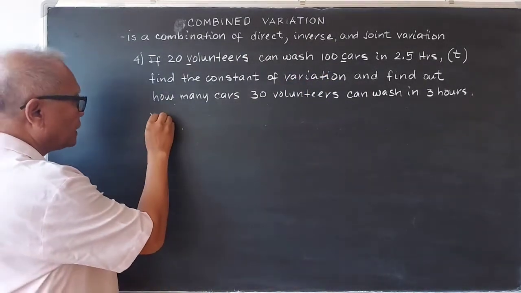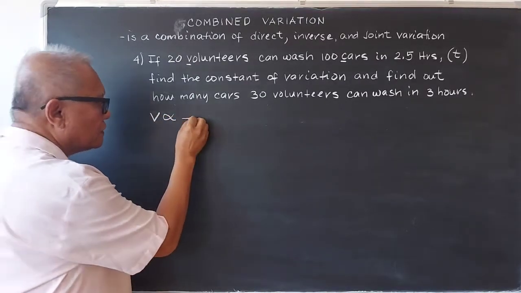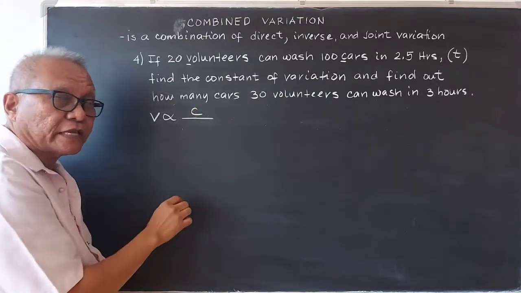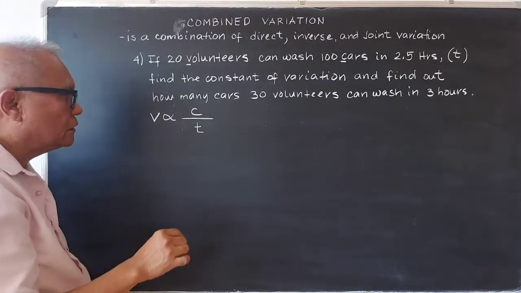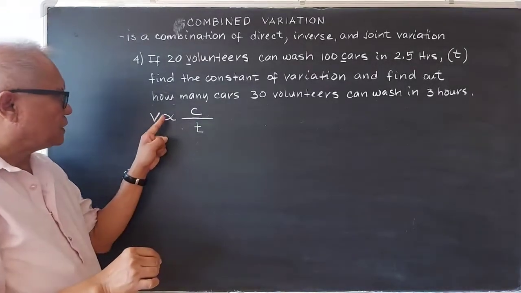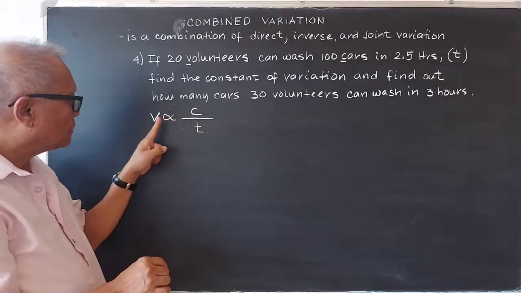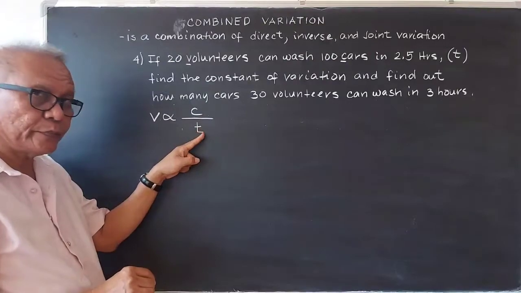We have the V here, varies. Then we have for the cars C, which is direct. And for the time is here. So our V is directly proportional to the cars here. The volunteers V is inversely proportional to the time.